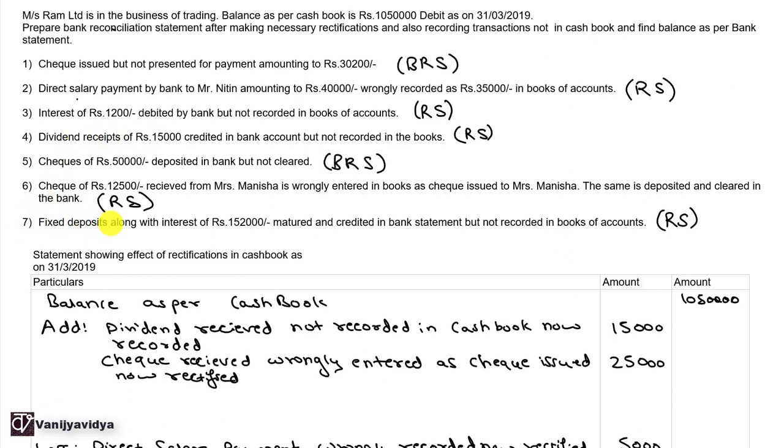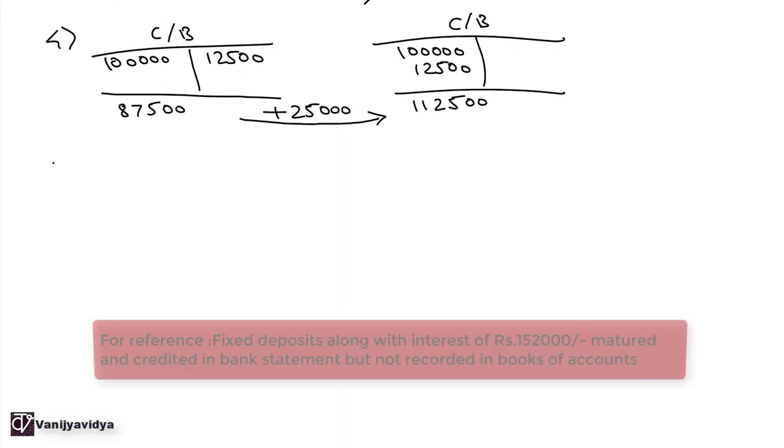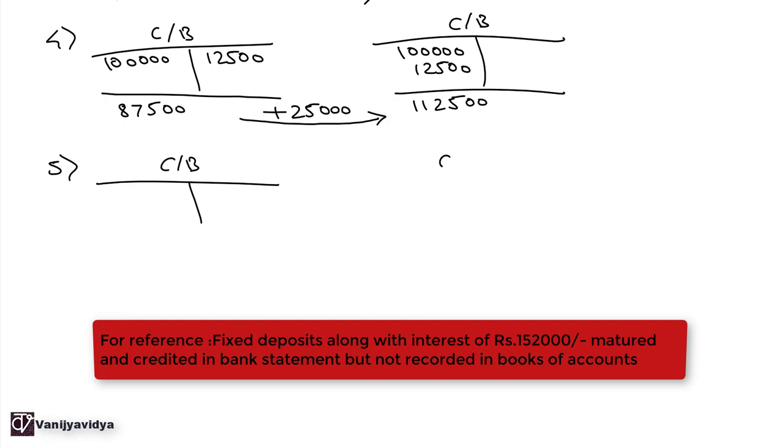7. Fixed deposits along with the interest of rupees 1,52,000 matured and credited in the bank statement but not recorded in the books of accounts. Now this will be a part of a rectification statement. Let's prepare a working note for this. So wrong entry here, correct entry here.